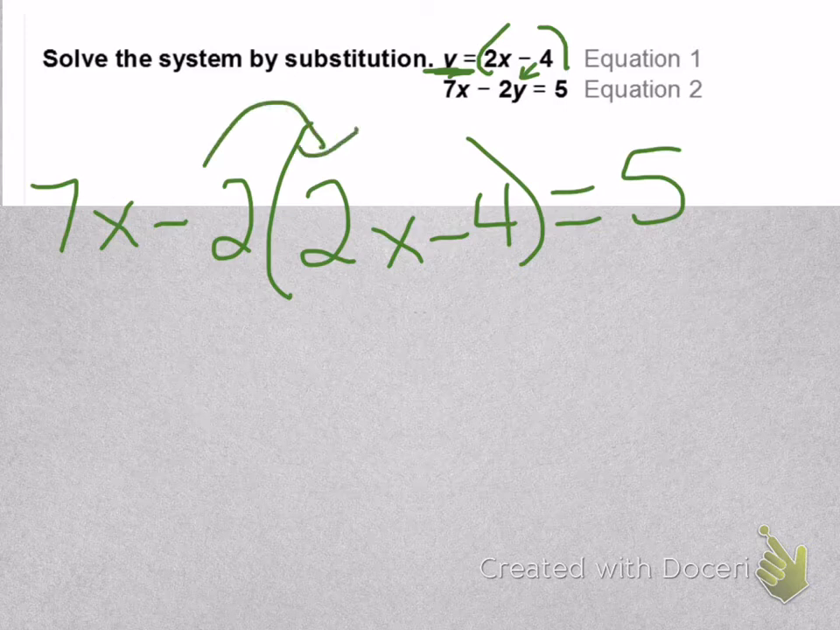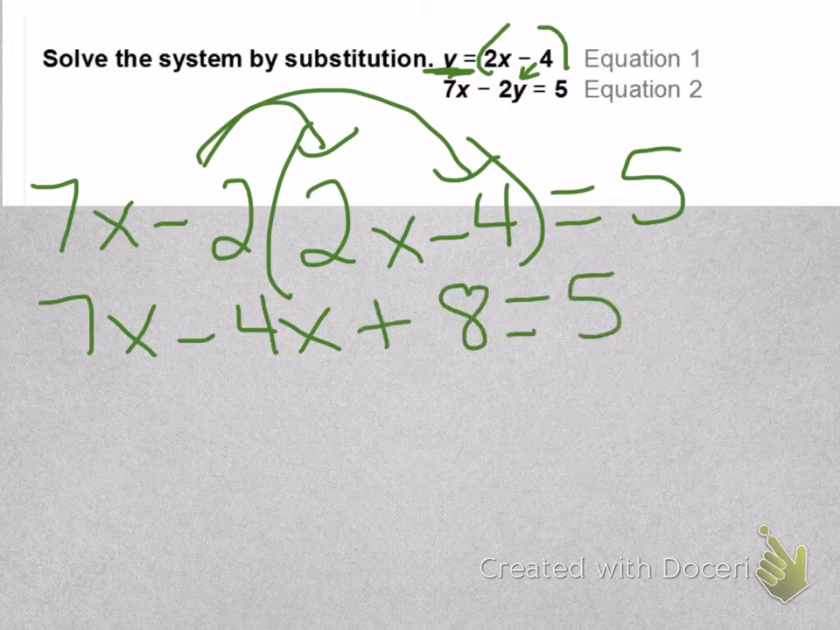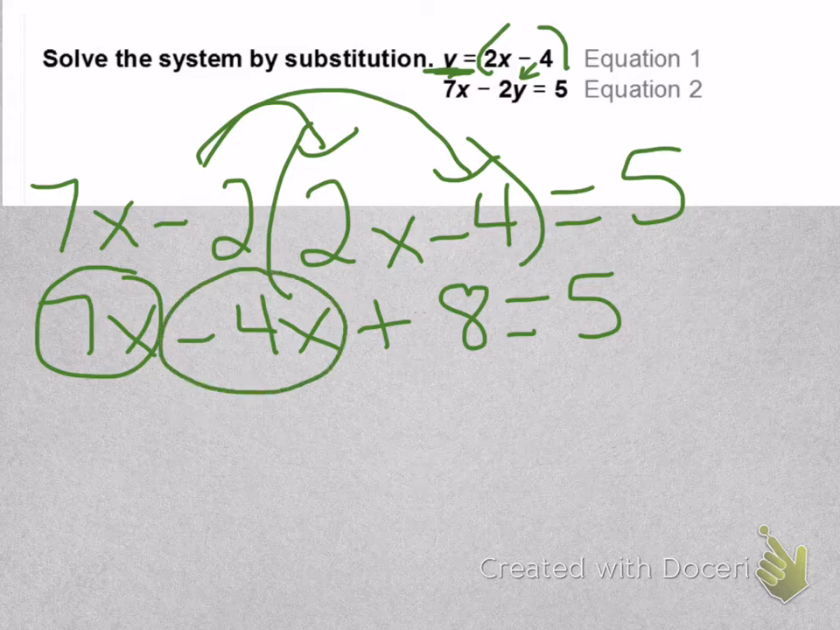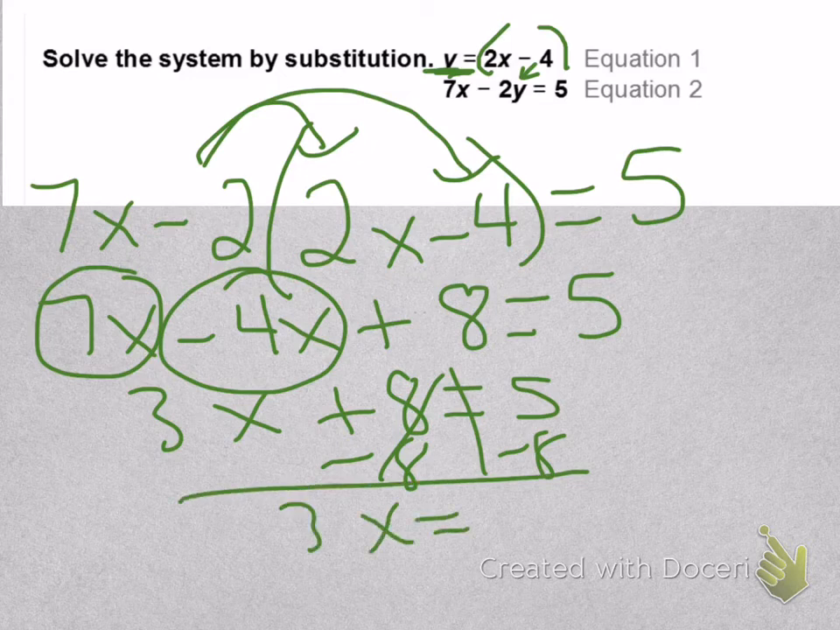So now I'm going to distribute and solve for x. So 7x minus 4x plus 8 equals 5. Combine my like terms. So I have 3x plus 8 equals 5. Now I have a simple two-step equation. Minus 8 minus 8. So 3x equals negative 3. So 3 divided by negative 3 is negative 1. So x equals negative 1.